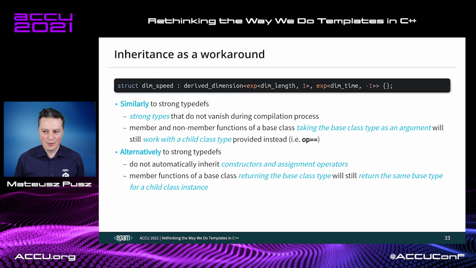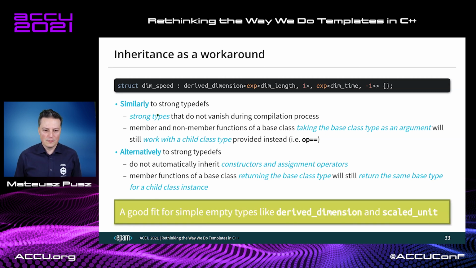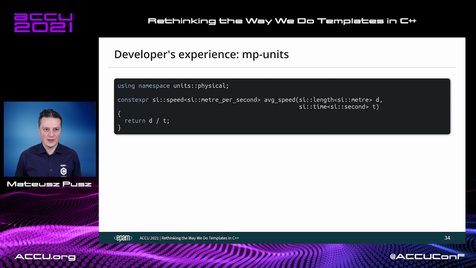So there is some compromise, and it seems to be a good fit for simple empty types. Things that do not provide much interface. For my case, these are dimensions and units, all of those are just tag types, so they are fine with inheritance. But for things like quantities that have an interface like std::chrono::duration, it's not possible to do this in this way. But this is fine. This already provides us a really nice interface.